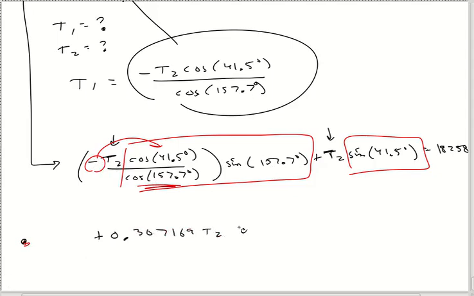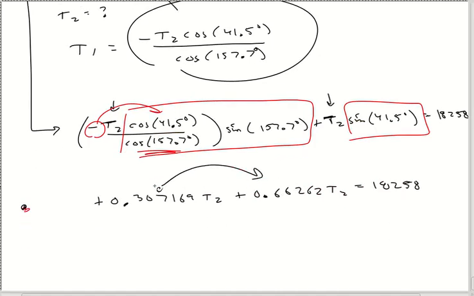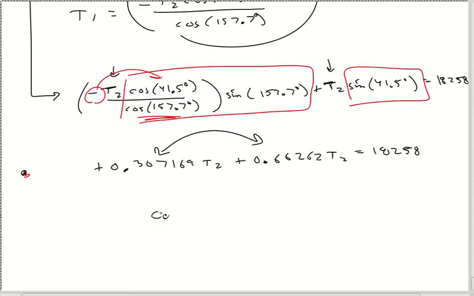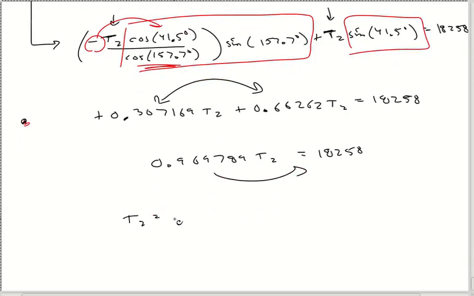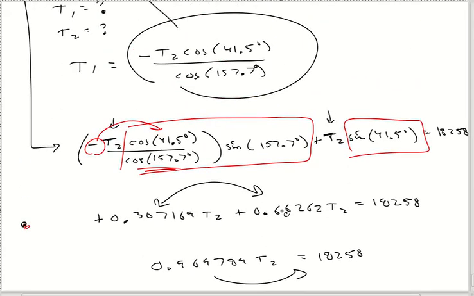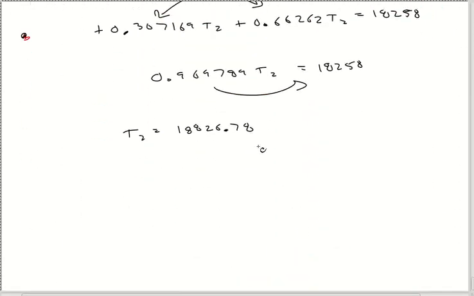0.307169 T2 plus 0.66262 T2 is equal to the 18,258. Obviously, combine like terms, and then I'm going to divide it to the other side. So that's a 0.969789 T2. Divide. And so I've got T2 is equal to 18,826.78. I think it's pounds. Yeah, pounds. Tension pounds. There we go.